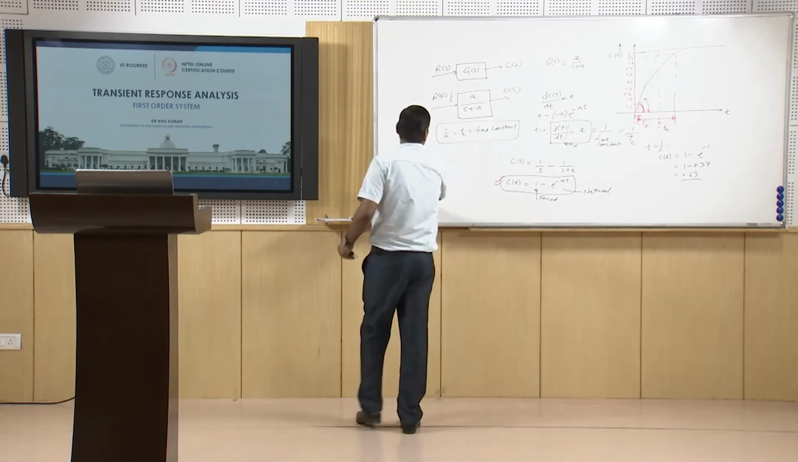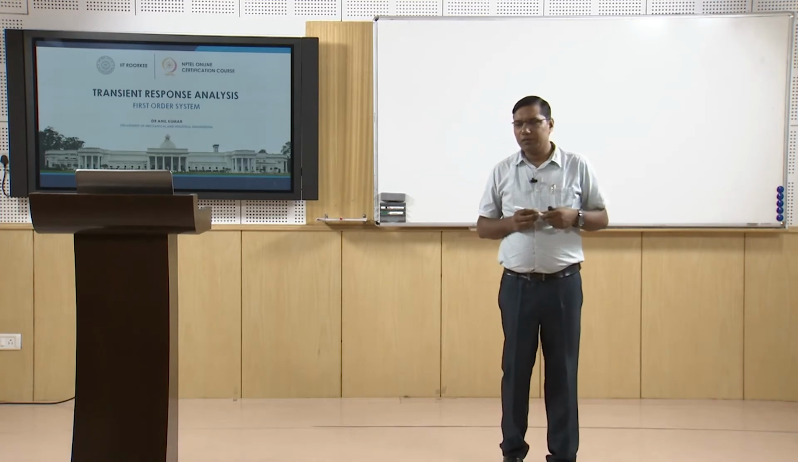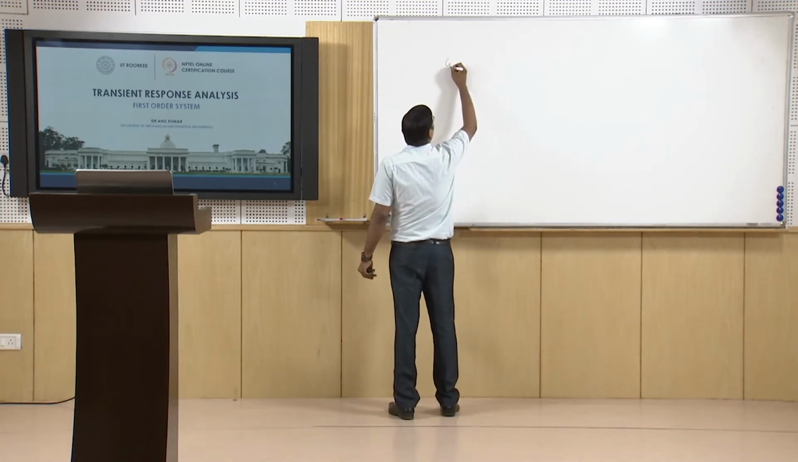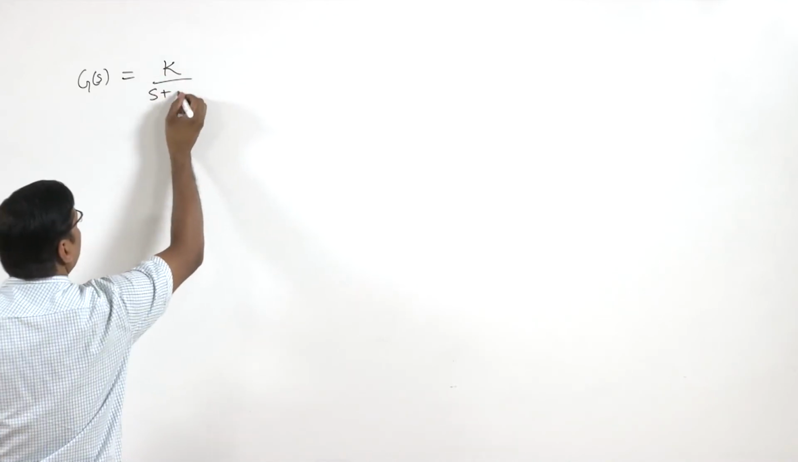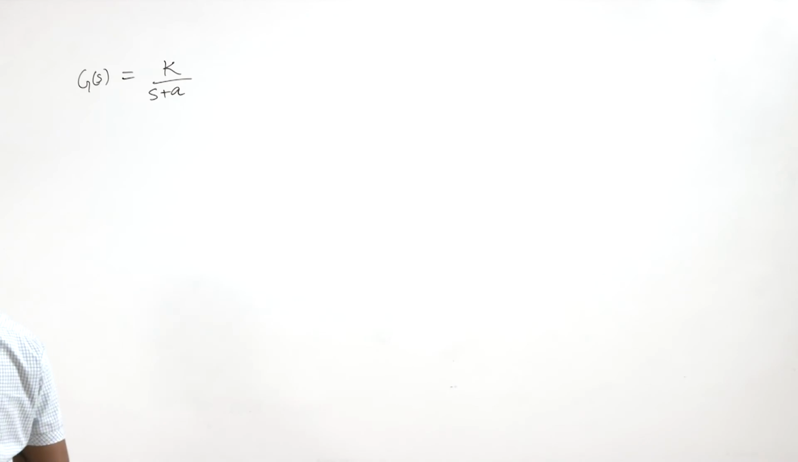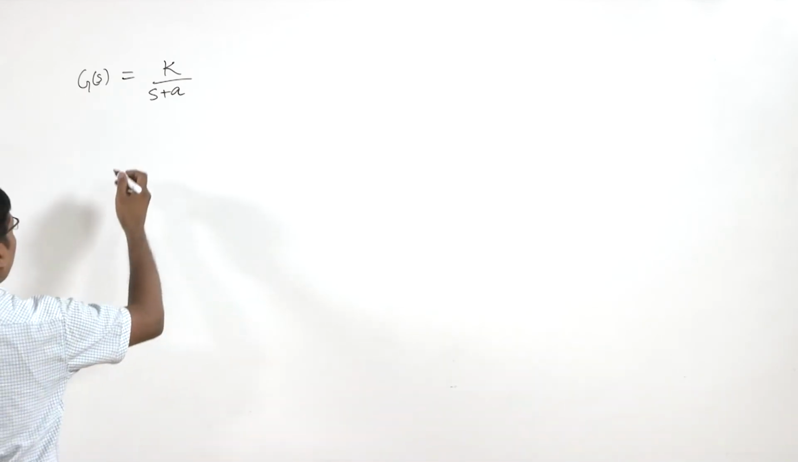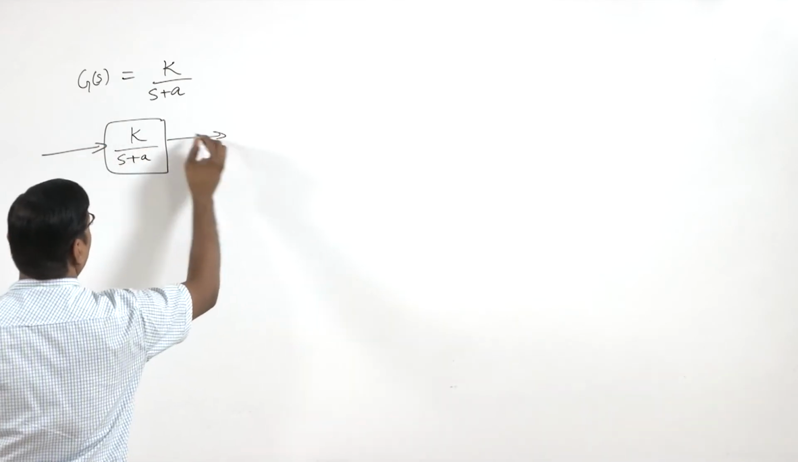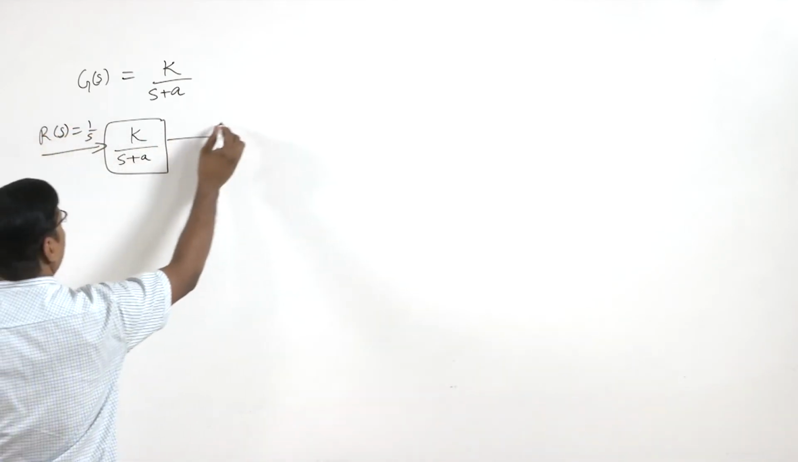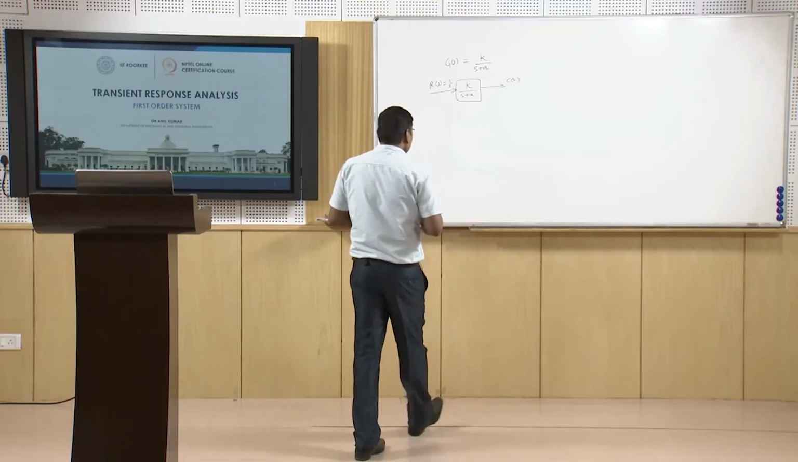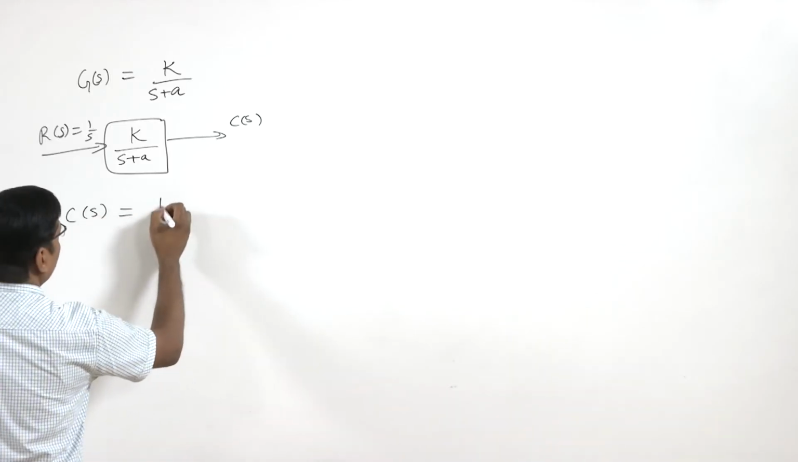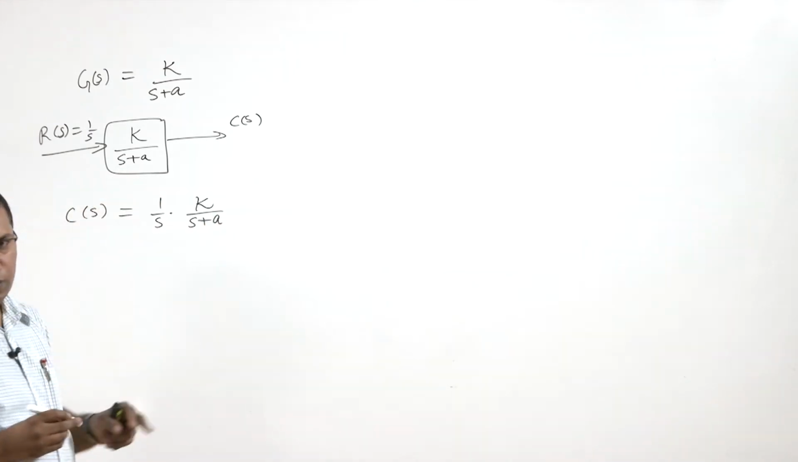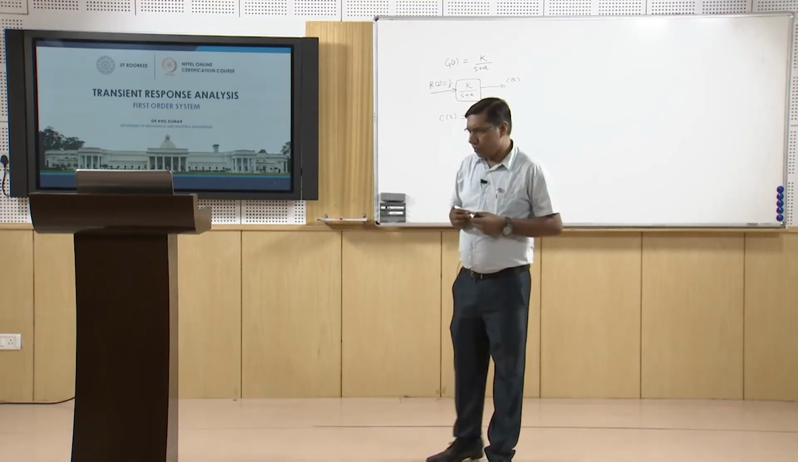So let us discuss. Let us assume first that we have a general transfer function of first order, that is G(s) equal to k upon s plus a. And we have this step input R(s) equal to 1 by s, and this is C(s). So here C(s) equal to 1 by s into k by s plus a. This is the most general transfer function of a first order system.